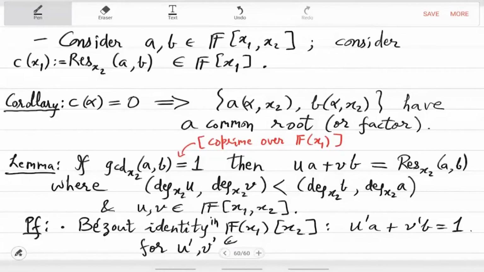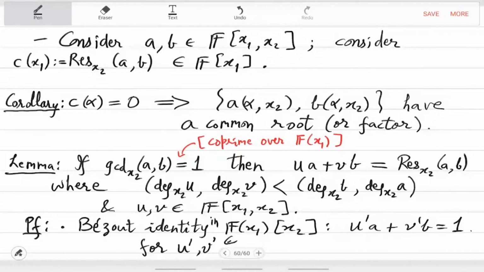Right. So, by what you have seen before, the univariate case, think of the variable to be only x2 and the field to be F(x1). In that polynomial ring you will have u prime, v prime, giving you u prime a plus v prime b equal to 1. That is just invocation of the standard Euclid GCD.